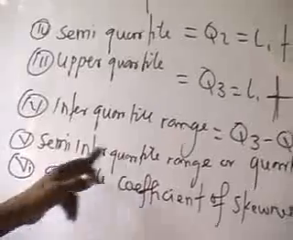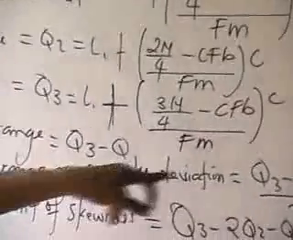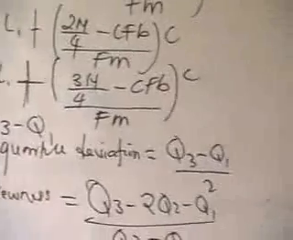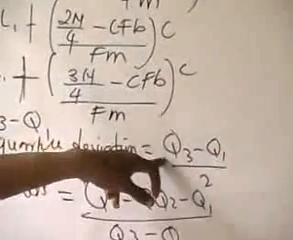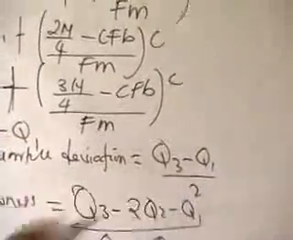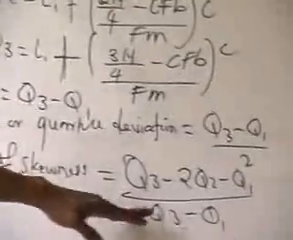Then the next one is semi-interquartile range, or quartile deviation. Another name for semi-interquartile range is quartile deviation. And the answer is Q3 minus Q1 over 2. Then the last one is quartile coefficient of skewness, and this is how to calculate it.